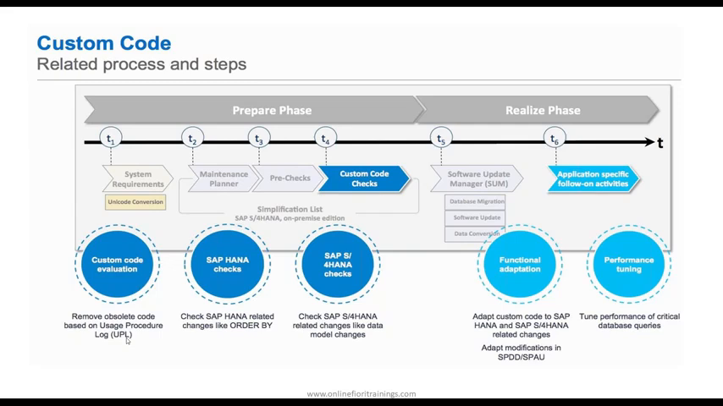And then accordingly you can take a call whether this custom code is usable or not. The first step is to remove the unused custom code. That will actually help you reduce some of it. Again, it's not a mandatory activity, it's an optional activity.